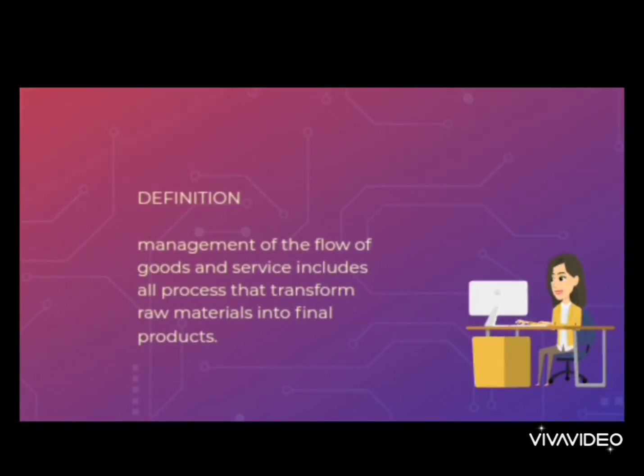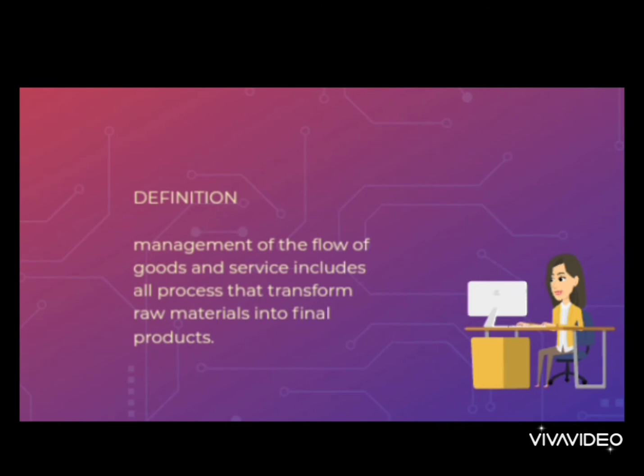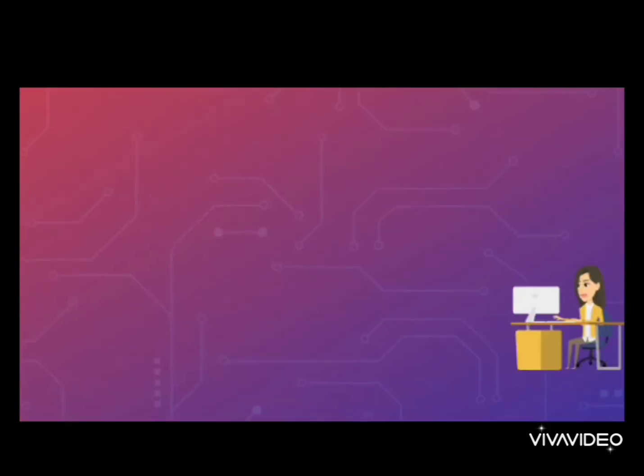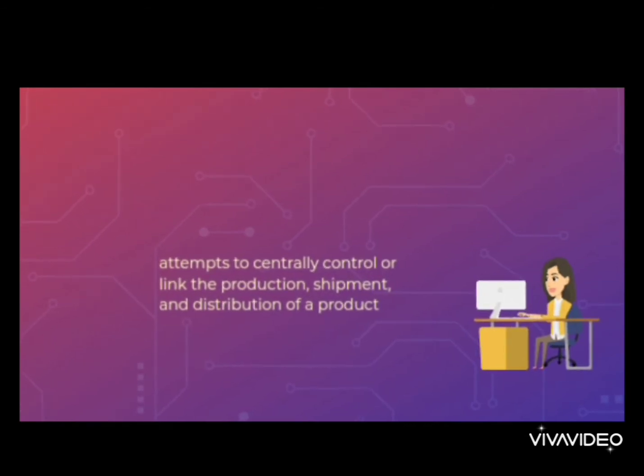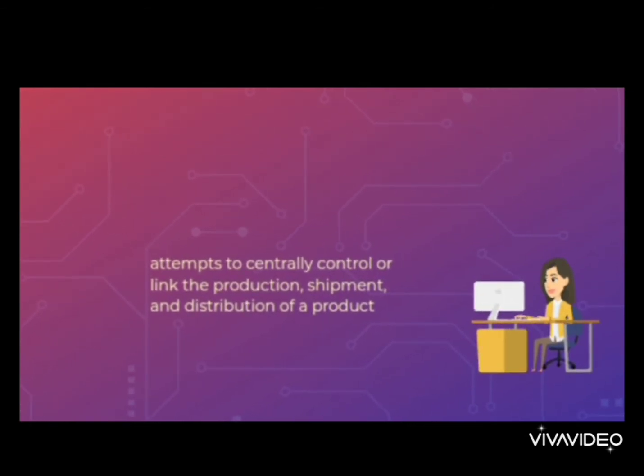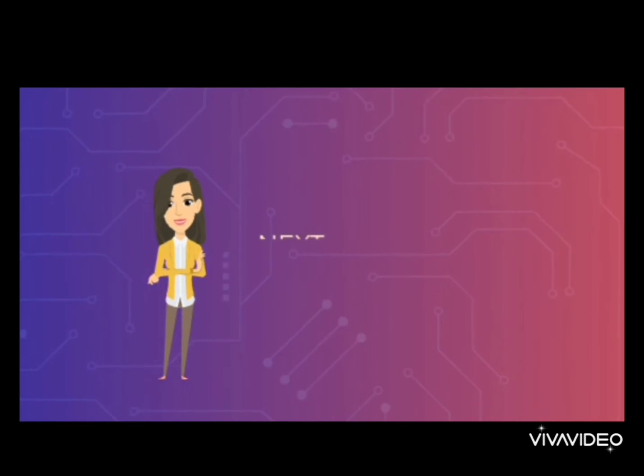Supply chain management is the management of the flow of goods and services, and includes all processes that transform raw materials into final products. It also represents an effort by suppliers to develop and implement supply chains that are as efficient and economical as possible. It also attempts to centrally control or link the production, shipment, and distribution of a product.